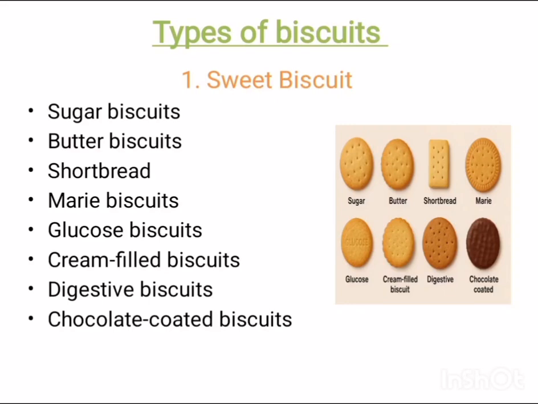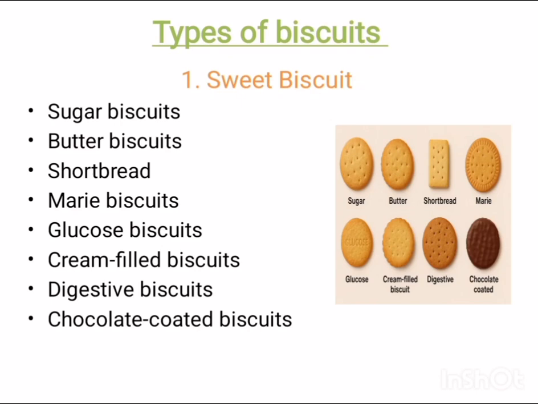First is a sweet biscuit. There are different types of sweet biscuits in the market. So first is sugar biscuit, which contains a higher amount of sugar. So that's why this biscuit is called a sugar biscuit. Next is a butter biscuit, which contains a higher amount of butter. So their texture is soft and crunchy.